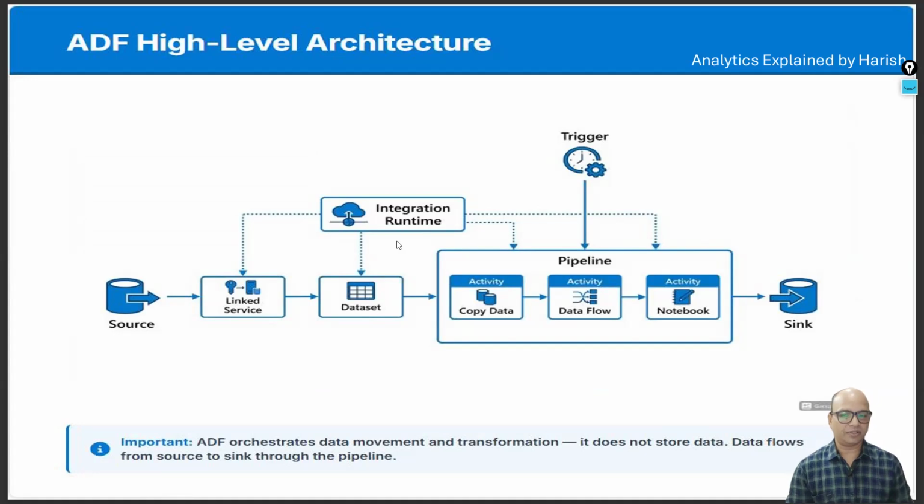Just take an example. A dataset is the particular object, for example, in this case, a household object. The source is the exact location or place where that object was kept, so that the linked service can reach out to that place and bring it into the dataset.